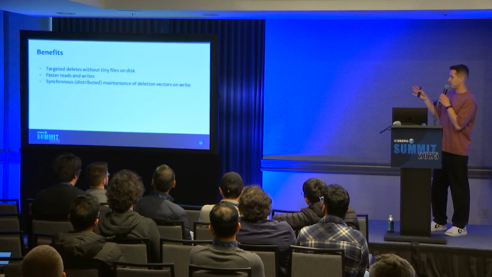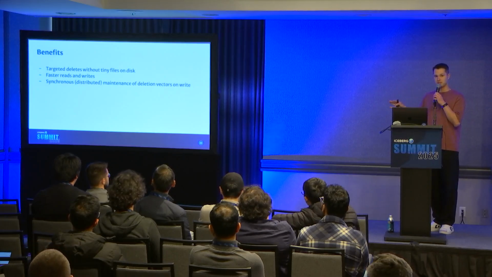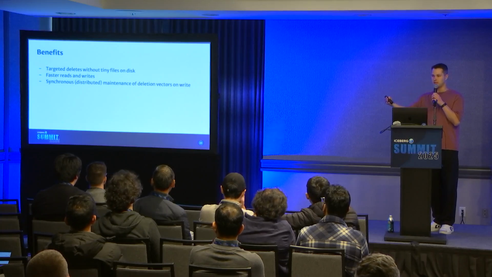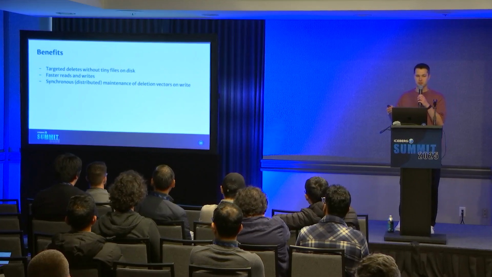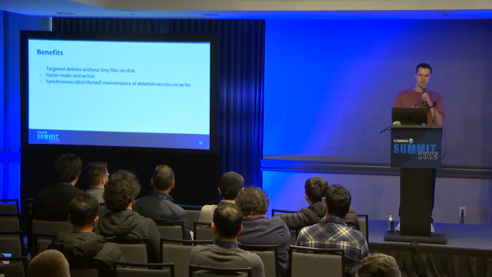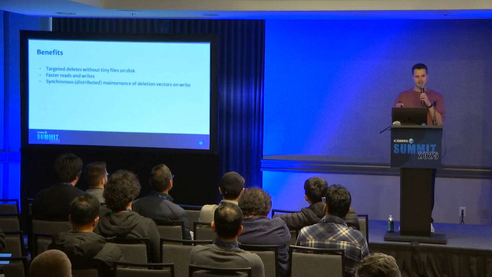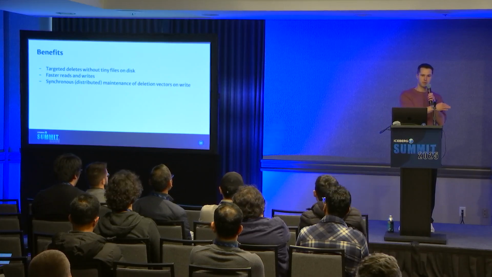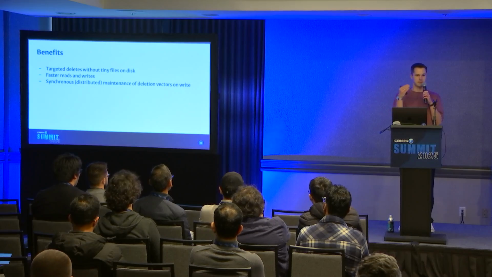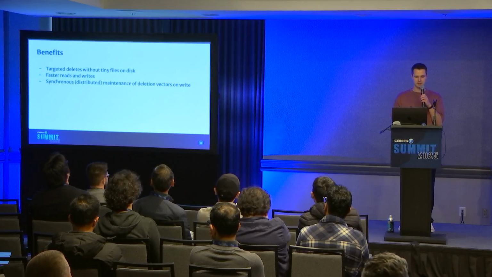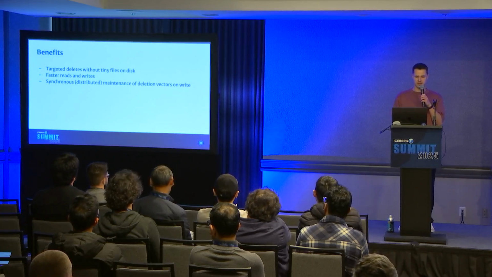Right, to summarize the benefits, you have targeted deletes without tiny files on disk. You have faster reads and writes because there's no conversion between bitmap and Parquet data. And engines actually are required to maintain these DVs in place. So if an engine adds new deletes to a file, it actually has to combine that previous blob with the new one, which is encouraged to be done in distributed fashion, and then commits it in the transaction. The benefit of that is that the read performance does not degrade as quickly.